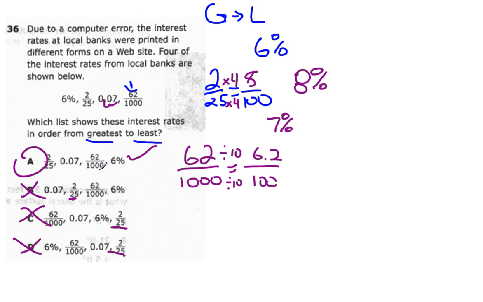Anyways, 62 over 1,000 is just 6.2%. So our final order should be 8% first, 7% second, 6.2% third, and 6% fourth. Is that what we have here? Yes, still correct answer. So we are finished.